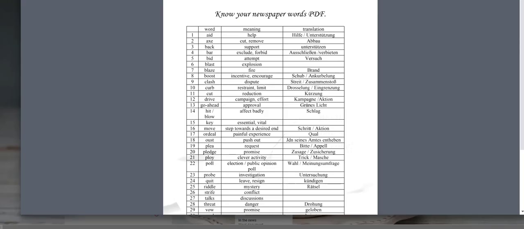To help you understand newspaper headlines in the future, here's a little sheet that I prepared for you earlier. As you can see, you have here the words that we often see in headlines as short and sexy words. Here you have the normal meaning of the word in English, and finally, of course, a German translation. I will leave a link in the information below so you can get this from my website.